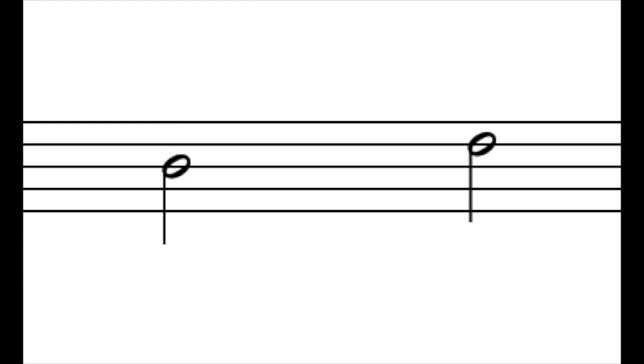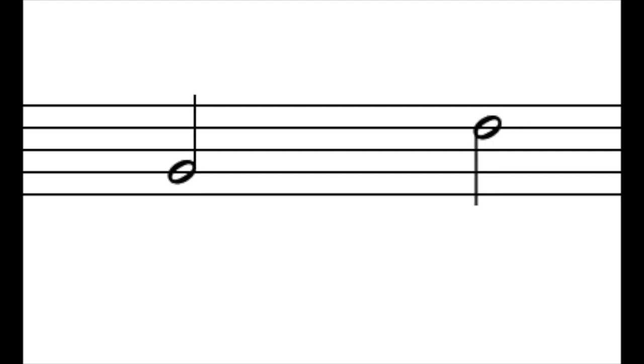If the two notes are on neighbouring lines, like this, then the interval is a third. Or if the two notes are on neighbouring spaces, like this, then the interval is also a third. If the two notes are on lines like this, with another line between them, then the interval is a fifth. And if the two notes are on spaces like this, and with another space between them, this interval is also a fifth.